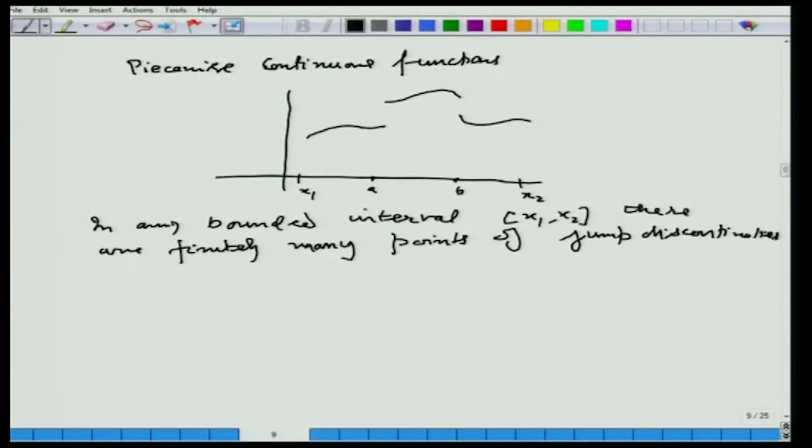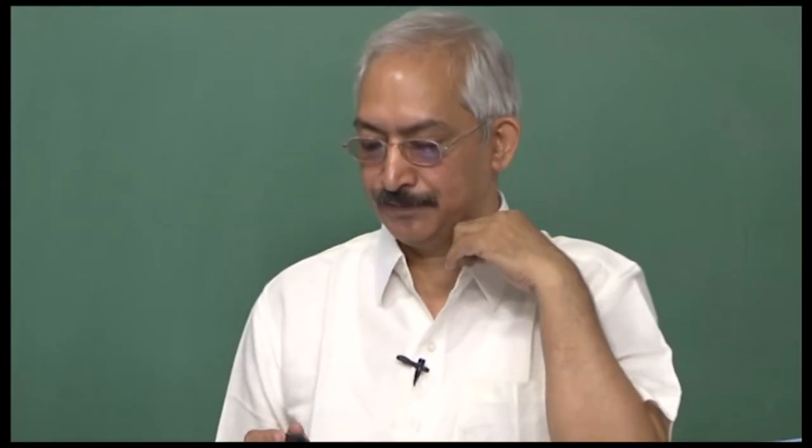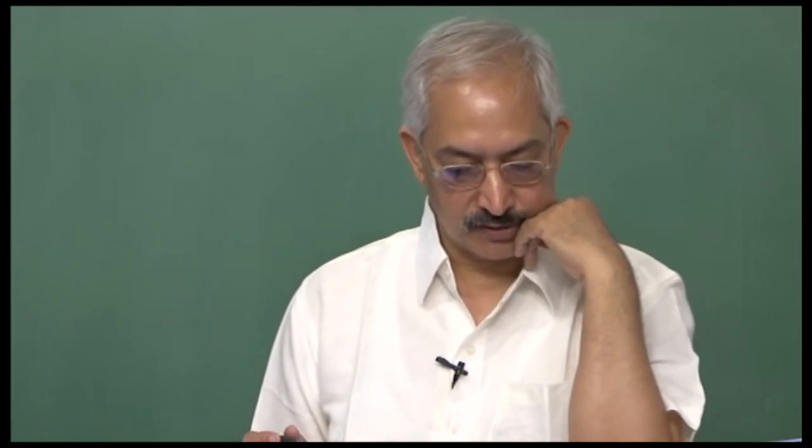So, in this interval there are only two points, the point A and the point B, where there are jump discontinuities. This is an example of a piecewise continuous function. In any interval of finite length, there should be only finitely many points where the function can have jump discontinuities. Such a function is called a piecewise continuous function.